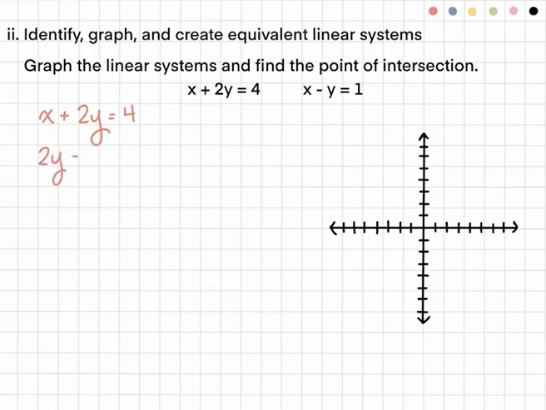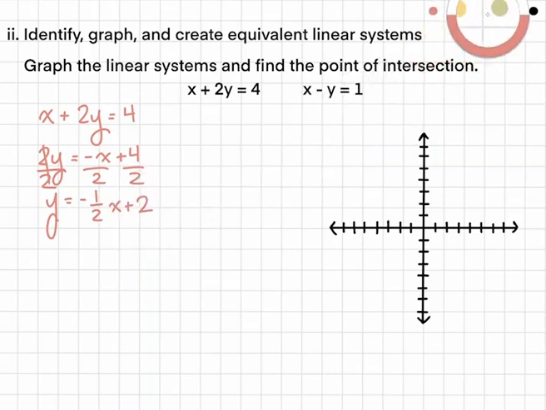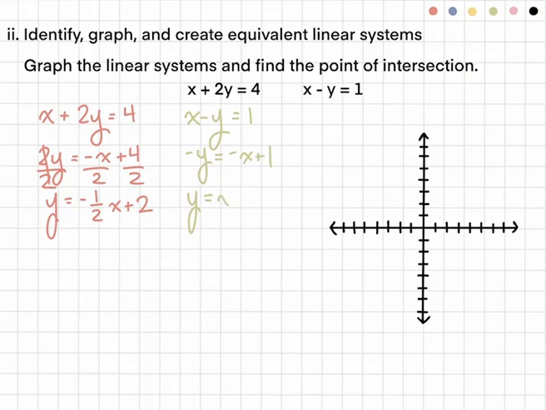So 2y equals negative x plus 4. Divide by 2 to isolate for y. Y equals negative 1 over 2x plus 2. And then we'll do green for this one. So it's x minus y equals 1. So I've got negative y equals negative x plus 1. Divide or multiply, it's up to you how you want to get rid of your negative. And we're left with y equals x minus 1. All right, so let's go ahead and graph these.